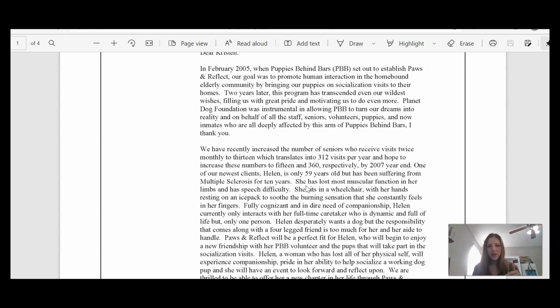So they're laying the groundwork here to justify their future request for funding. They put those stats forth. They put their goals here. I really, really like that. And then they back it up by sharing the story of one woman. It looks like her name is Helen here, who's 59. She's been suffering from multiple sclerosis for 10 years and just talking about how the program has really impacted her life. So that's very powerful. You've got your stats and you're backing it up with storytelling.